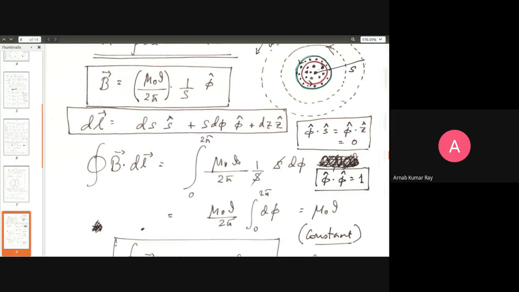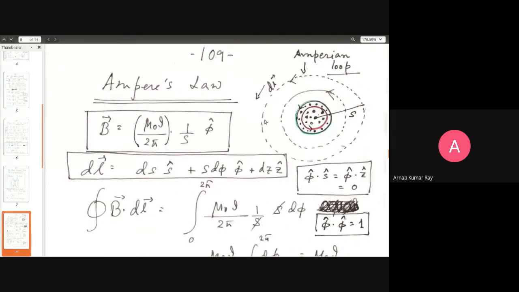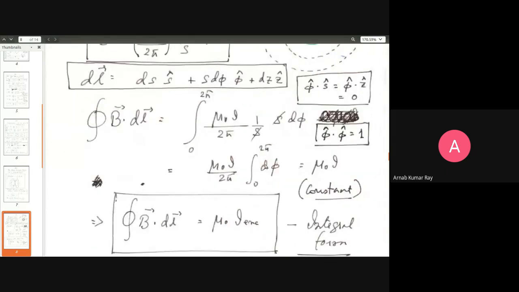So mu naught and 2 pi are constant quantities. I is also a constant quantity in this problem. So mu naught I by 2 pi, these things come out of the integral, and you just have to carry out a very simple integral, d phi from 0 to 2 pi. So that is what it is. You just have to make a full loop integration, 0 to 2 pi. And so the integral will give you 2 pi, this 2 pi and this 2 pi will cancel, and you just have mu naught into I, which is a constant quantity.